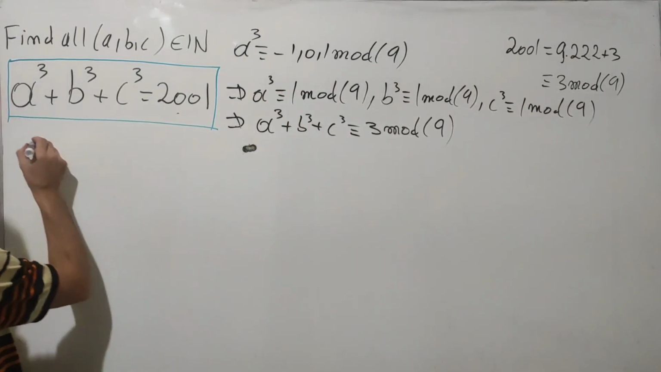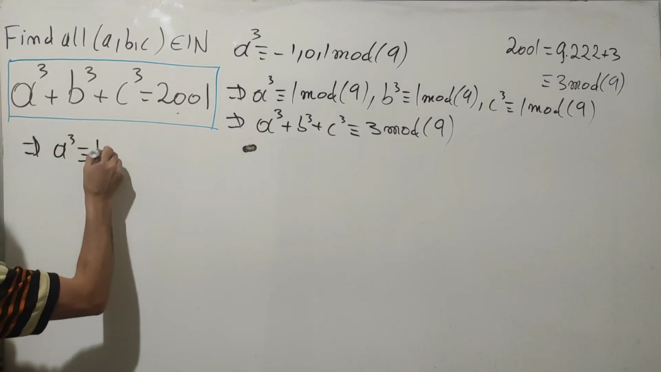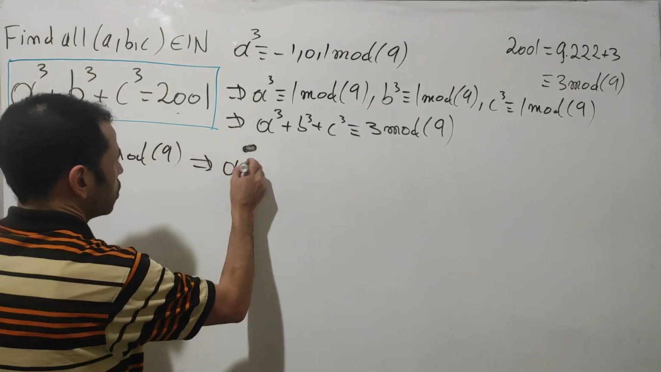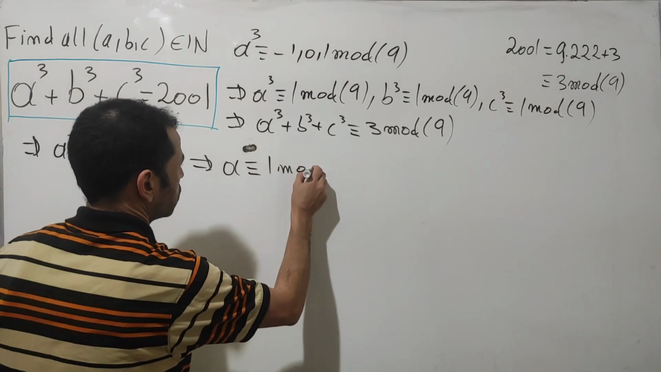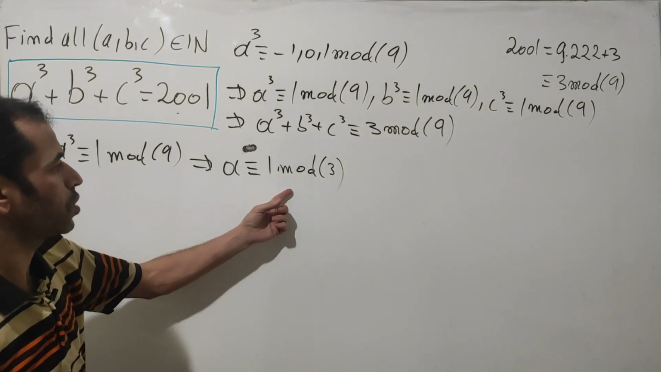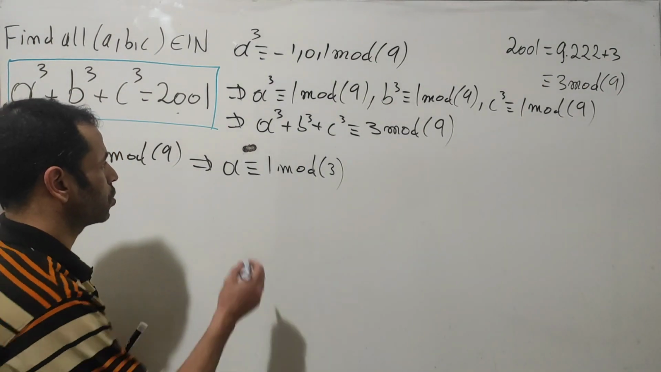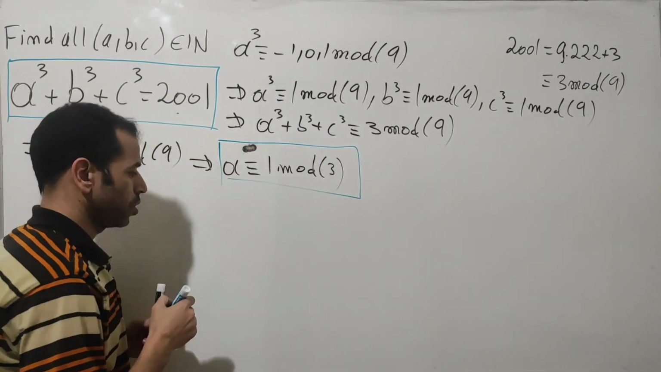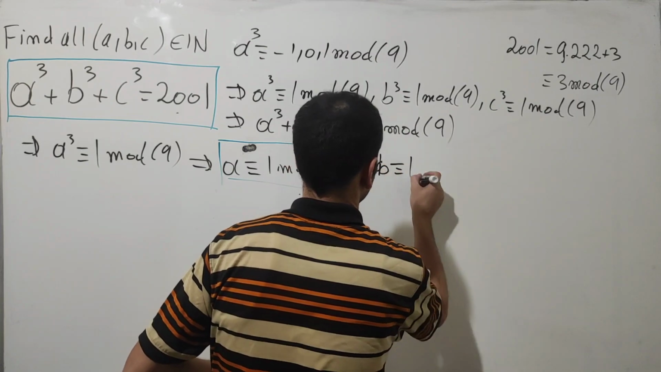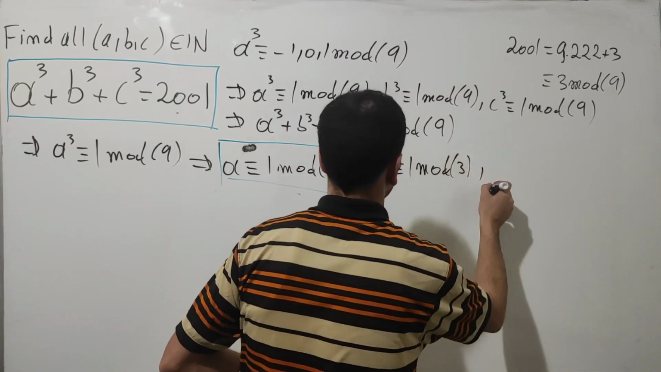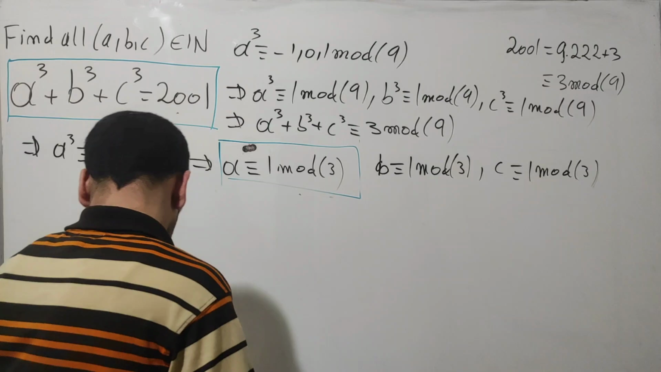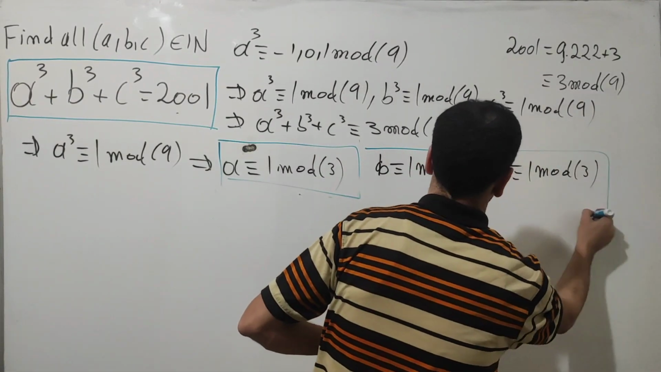So now since we get a cubed is congruent to 1 mod 9, this implies a is congruent to 1 mod 3 by taking the cube root on both sides. So this is simply going to give us this. Now since we determined a is congruent to 1 mod 3, this argument follows similarly for b and c. Also, b is congruent to 1 mod 3 as well as c, because of the symmetry. Okay, so we get these 3 important statements.